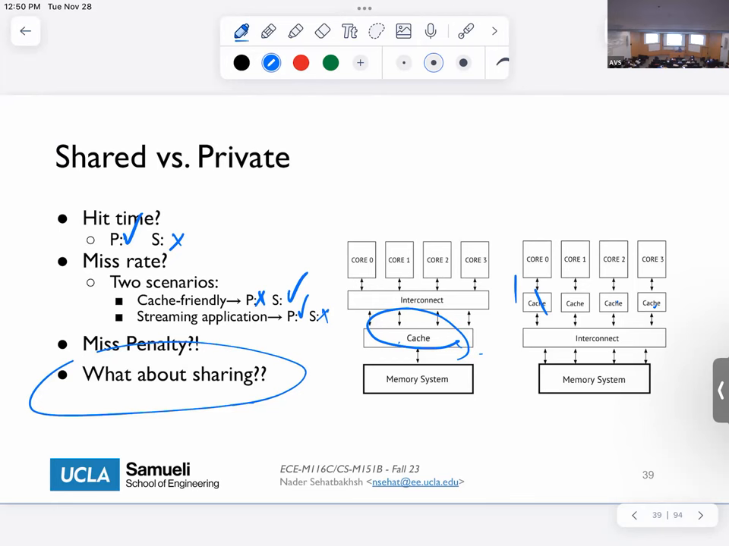The question is, what if each process has a cache-friendly application? Which one would be better in that case? It depends. If all of them fit into their own small private cache, then yes, the private cache is better. But consider, for example, one of them requires a little bit more and one of them requires a little bit less. In that case, shared is going to be better. In summary, shared is better for utilizing more space. Private is better for accessing directly, right?